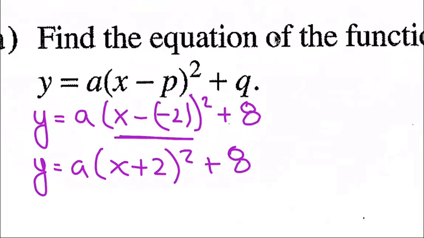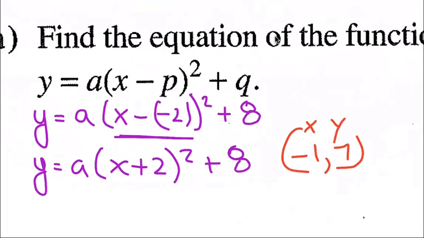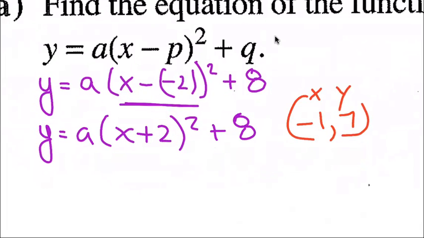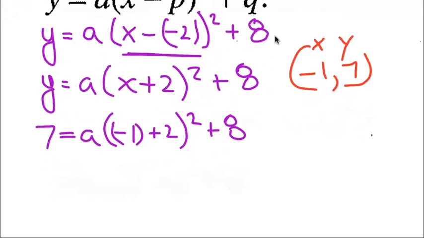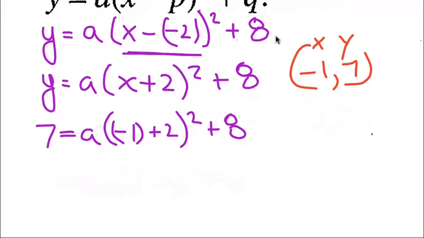Now our other coordinate point was -1, 7, and we simply substitute that in for x and y. And when we do that, you'll see 7 is equal to a bracket -1, I'll put that in its own little bracket, plus 2 squared plus 8. You can see we only have one variable. And like I've said many times this year so far, if we have any equation with one variable, it is solvable. So now we just do the math and figure out what a is.